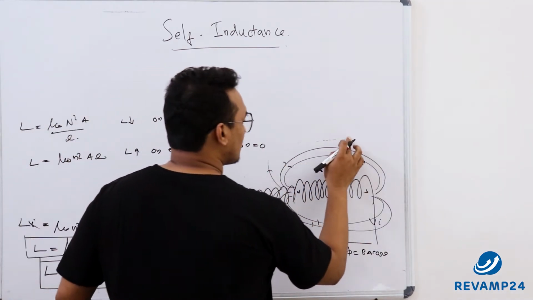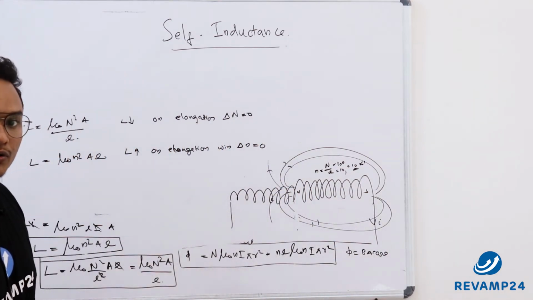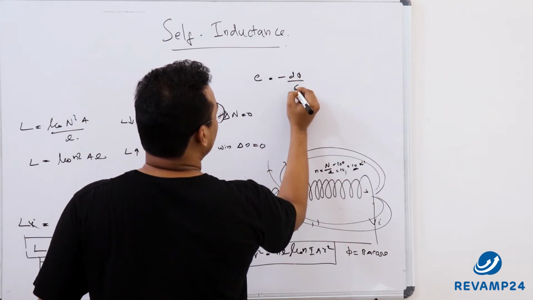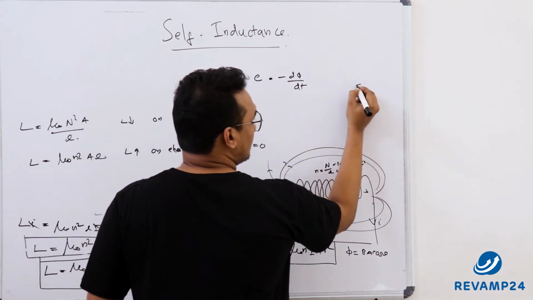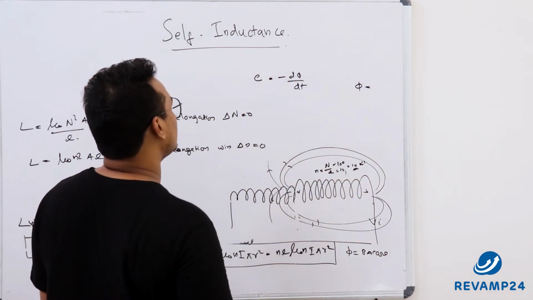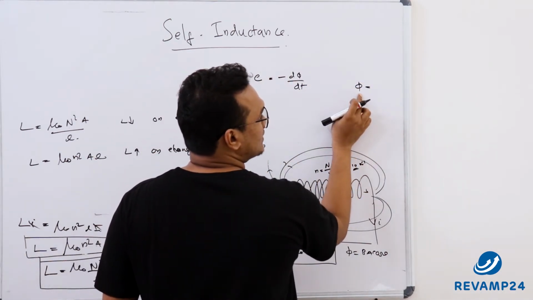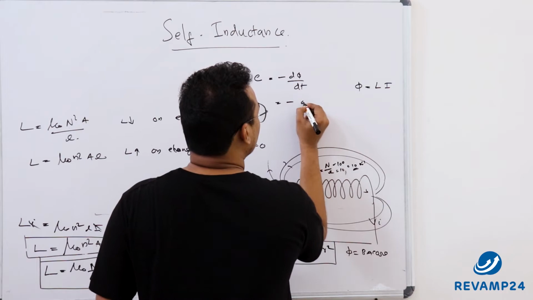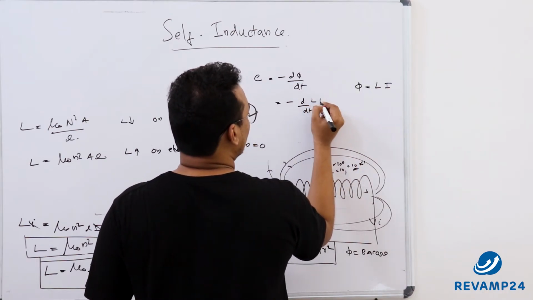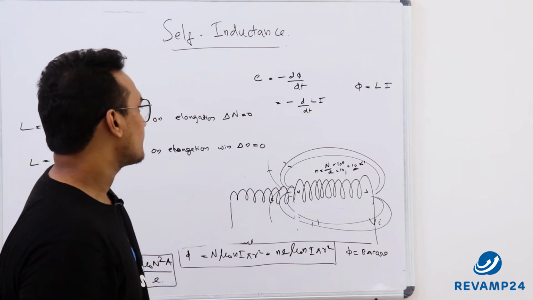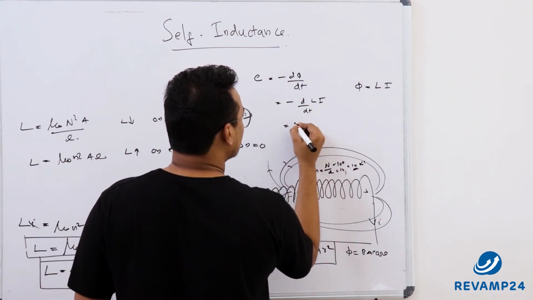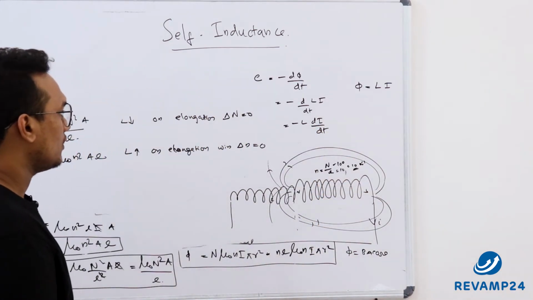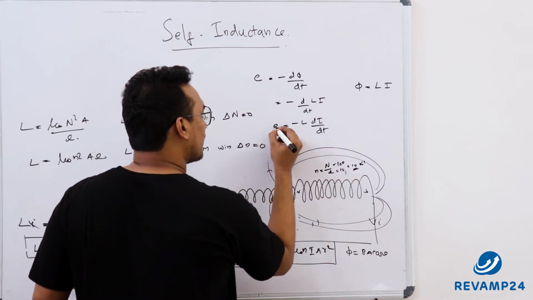Next thing is how to get the self-induced EMF. That is, induced EMF is equal to minus d phi by dt. Now we have learned when I introduced self-inductance that the flux linked is equal to L into I, self-inductance into current. So this is equal to minus d by dt of L into I. And L I can take outside, so minus L into di by dt. So there will be induced EMF.